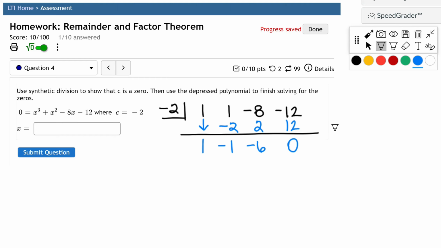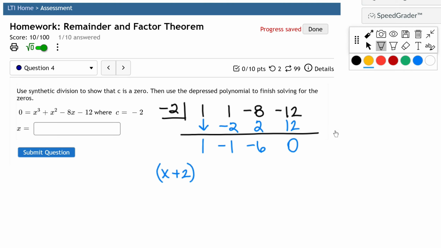This has proven that. Now, if this is a 0, the factor would be C plus 2. Since they're using the variable of x, we're going to erase the C and we're going to use an x here. So this is our first factor.